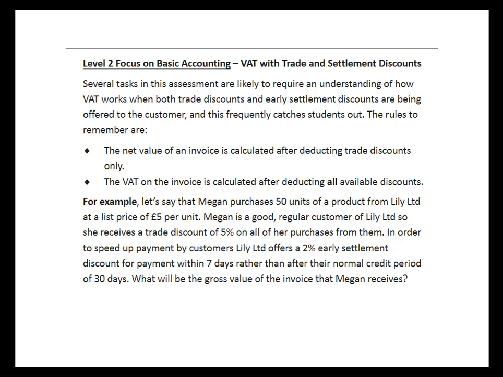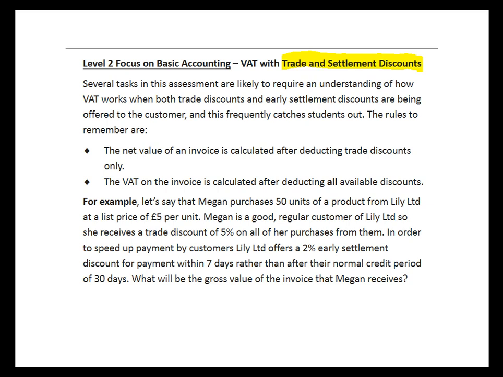Well, let's look at an example of one of these problem areas from the Basic Accounting syllabuses. And in fact, this is relevant to both Basic Accounting 1 and Basic Accounting 2. Both often involve transactions dealing with VAT, value added tax. And particularly the area that students often find quite tough to deal with is VAT when we've got discounts, and particularly when we've got two types of discounts, trade discounts and settlement discounts.